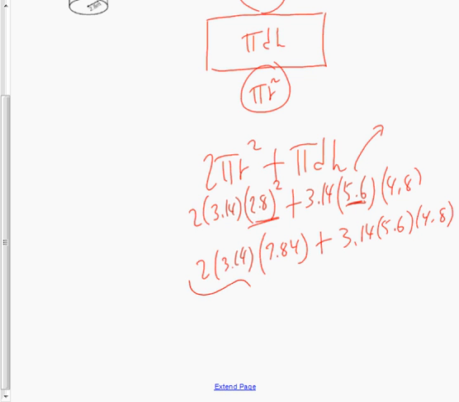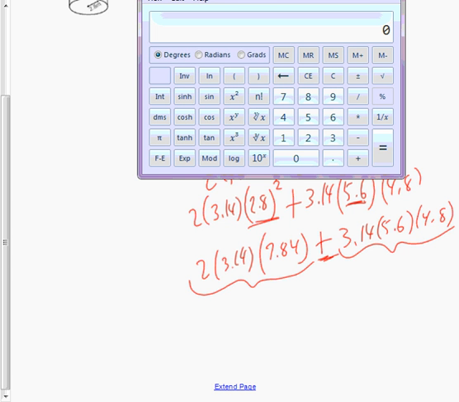And now, as you can see, I have three numbers to multiply here, three numbers to multiply here, followed by an addition sign. So I'm going to multiply all three of these together. I'm going to show you a cool trick too. 2 times 3.14 times 7.84 equals 49.2352. Now I'm going to show you something that I've never told you before, but you should know it anyway.